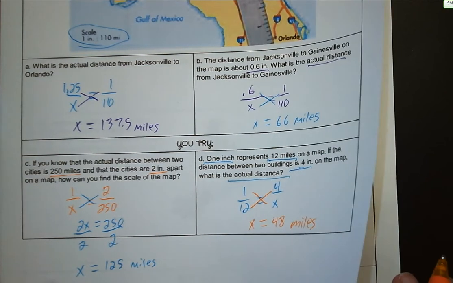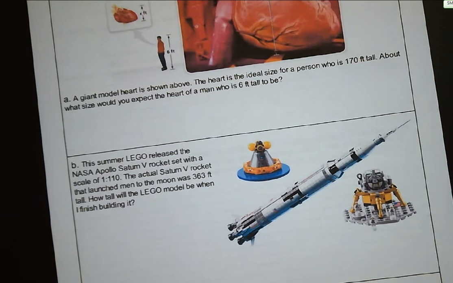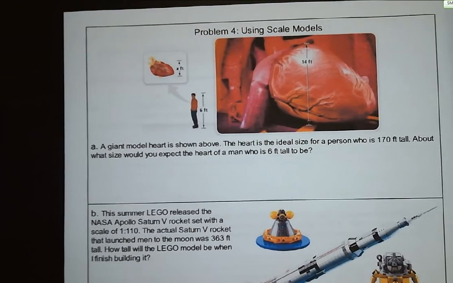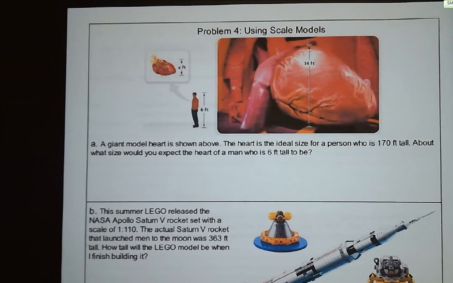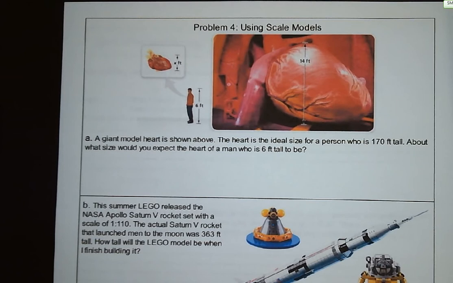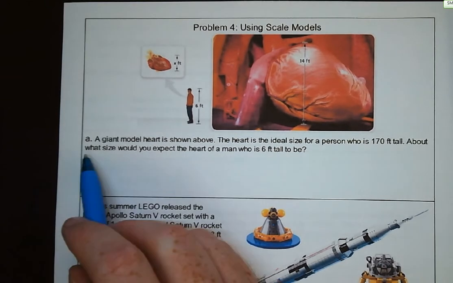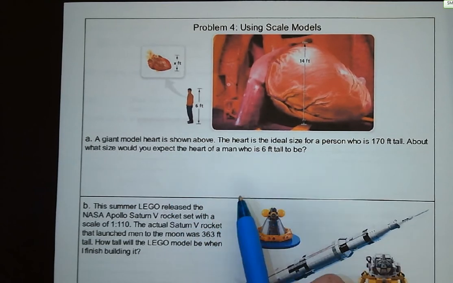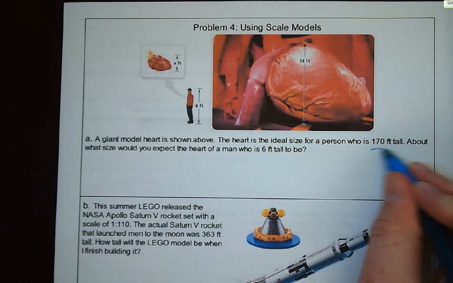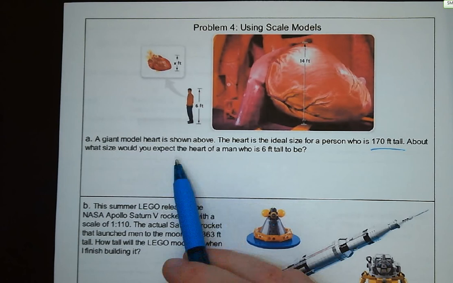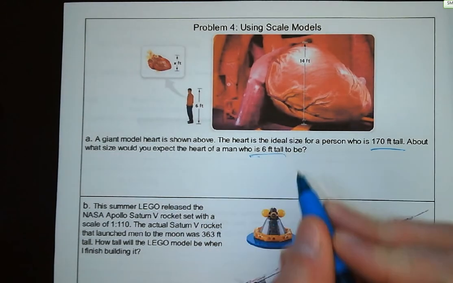Moving on to problem number 4, which is using scale models. So the difference between a map and a scale model is that a scale model is 3-dimensional, and a map is just a 2D surface. All right, so a giant model of a heart is shown above. The heart is the ideal size for a person who is 170 feet tall.